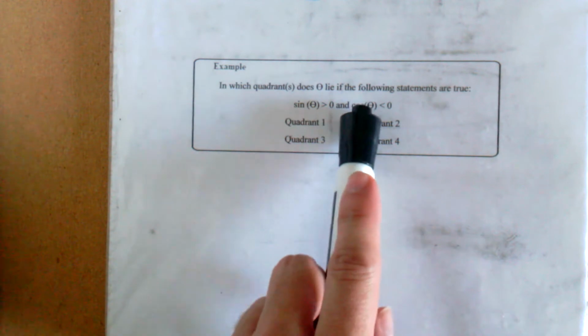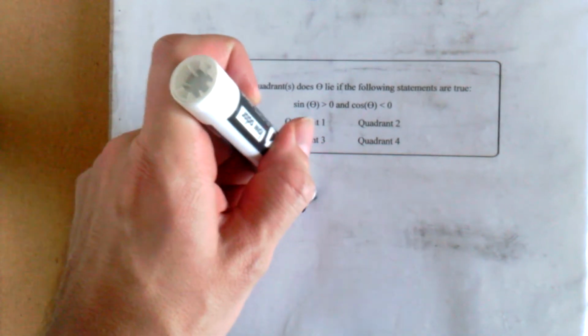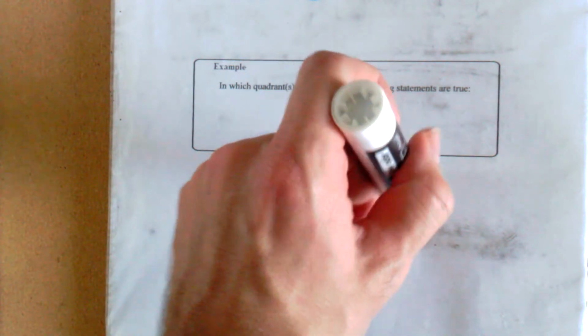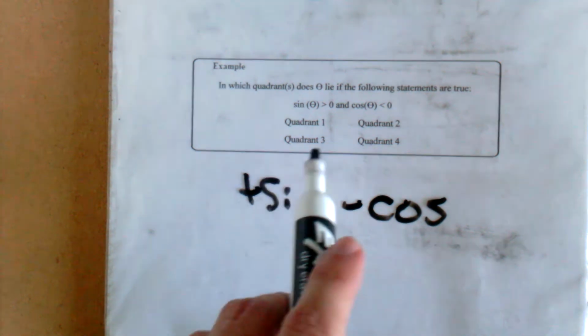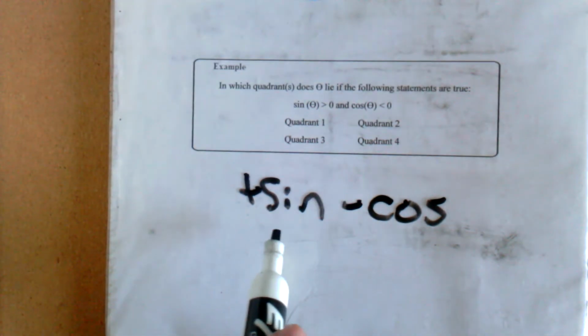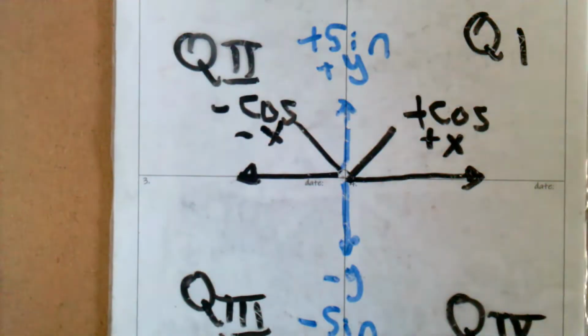So this one is asking us, in which quadrant does some angle lie if the following statements are true? Sine is greater than 0, and cosine is less than 0. Remember, when it says that sine is greater than 0, that just means that sine is positive. When it says that cosine is less than 0, that just means that cosine is negative. So we want to figure out which quadrant sine is positive in, and at the same time, cosine is negative in. So let's take a look at our diagram again, our coordinate plane.